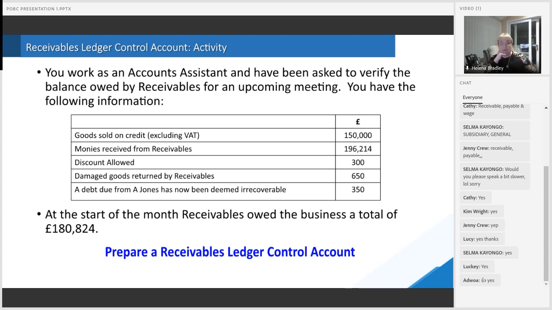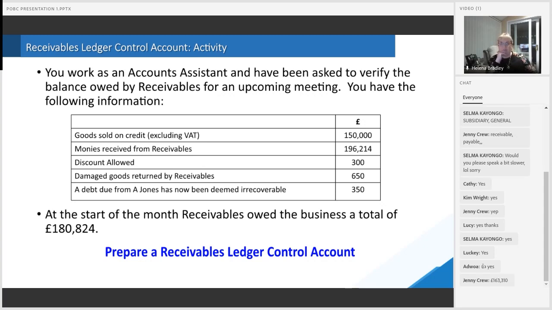Okay, so if you've got a figure, and please don't worry if you haven't, but if you've got a figure, pop it in the chat now for me, guys. Well done, Jenny. Excellent. Okay. So what we need to do is see if we agree with Jenny. Let's have a look what that control account looks like.